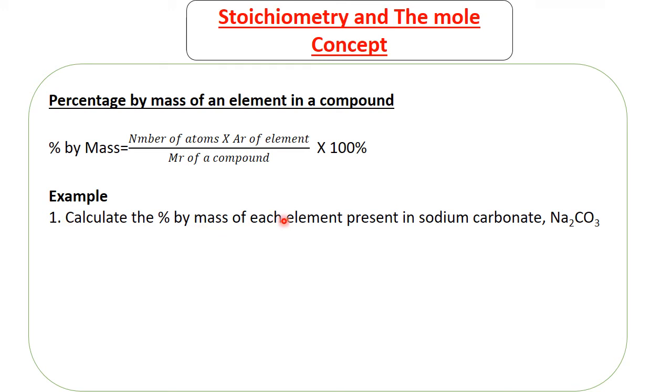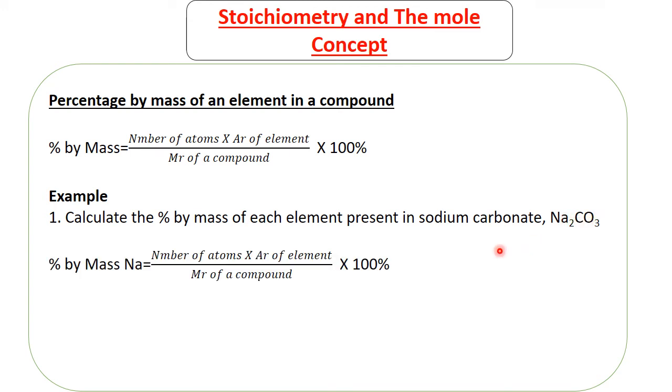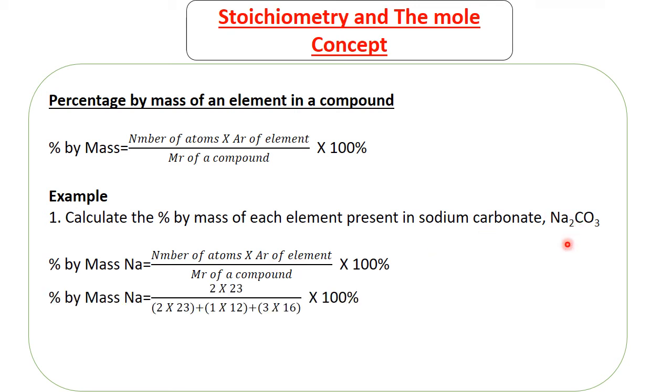Calculate the percentage by mass of each element present in sodium carbonate. So this is sodium carbonate. They want us to calculate the percentage by mass of each of the elements. We're talking about sodium, carbon, and oxygen. There are 3 elements in sodium carbonate. So percentage by mass of sodium is number of sodium atoms times relative atomic mass of sodium divided by the relative molecular mass of this compound.